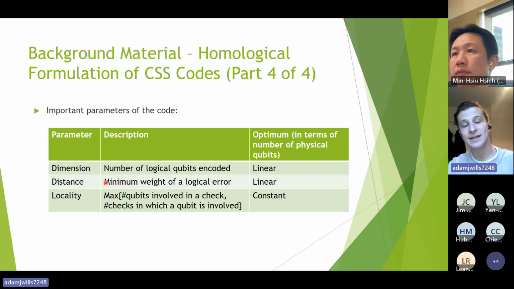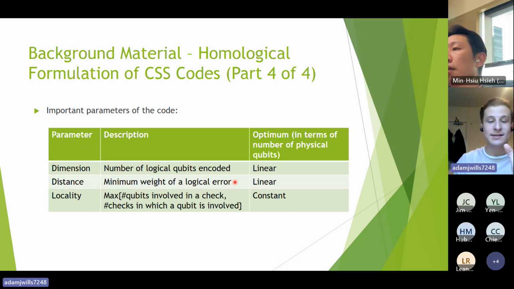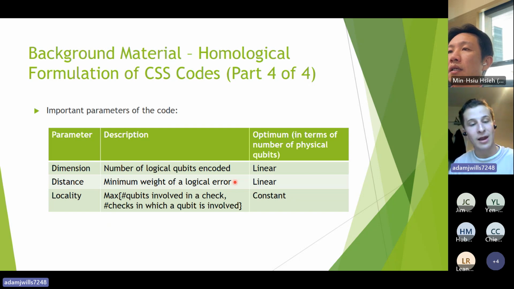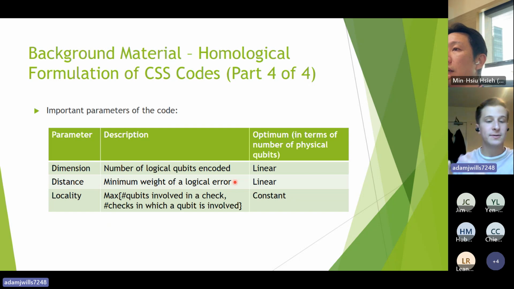I will also mention that there are two types of distance in the case of CSS codes. There's the X distance and the Z distance, and you can imagine that those are exactly the minimum weights of a logical X-type operation and a logical Z-type operation. And we can think about those completely separately, because any Pauli can be written as the product of a pure X Pauli and a pure Z Pauli. And so we can decode pure X operations and pure Z operations completely separately. So we say X distance, minimum weight of a logical X-type error, Z distance, minimum weight of a logical Z-type error. And then the overall distance is going to be the minimum of those two. There will be more on X and Z distance shortly.